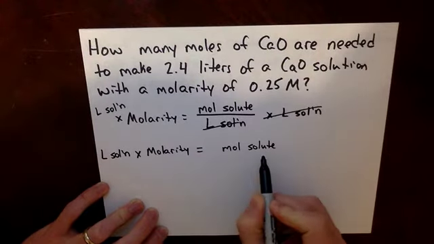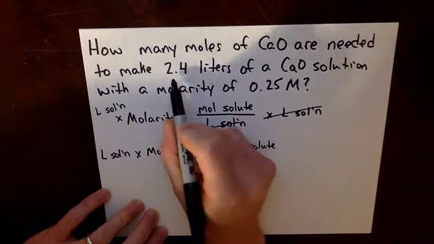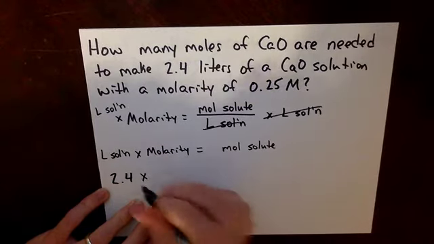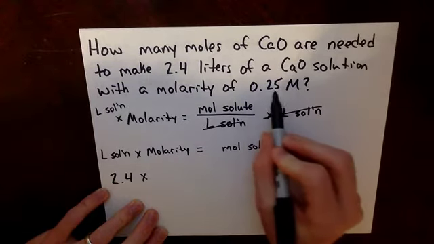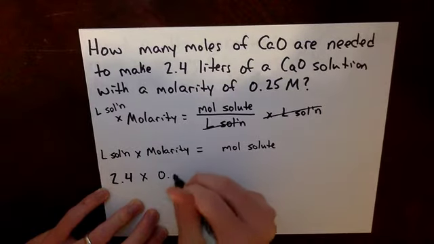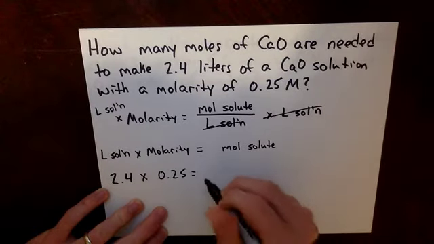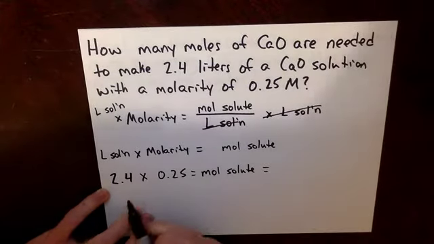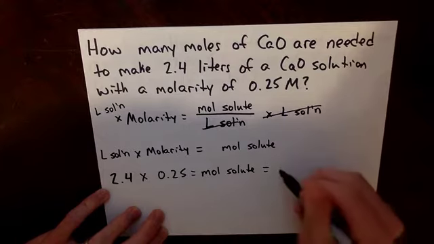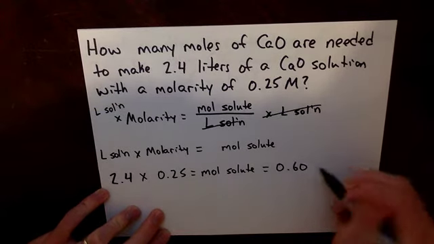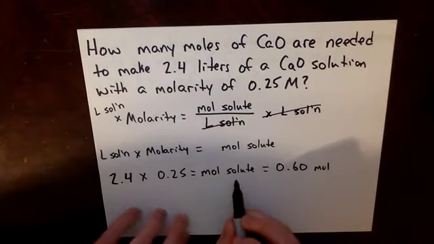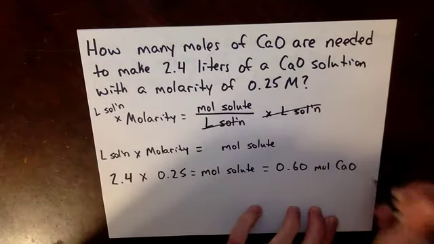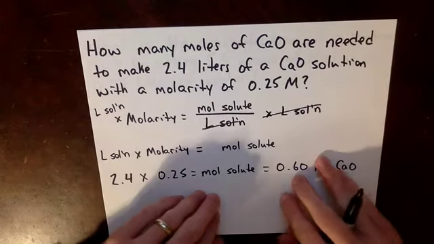Now, since we're just trying to solve for moles, we'll just plug in. There are 2.4 liters of solution, 2.4 times our molarity, which is 0.25 molar. We'll just plug it into our calculator, and that will tell us our moles of solute. So 2.4 times 0.25 turns out to be 0.60 moles of our solute, which in this case was CaO. Okay, so the next practice problem.